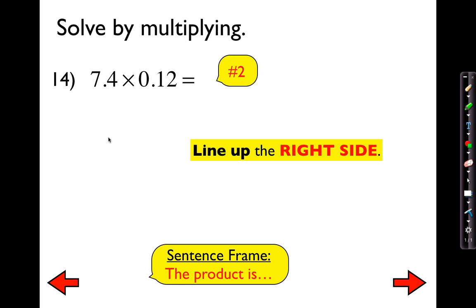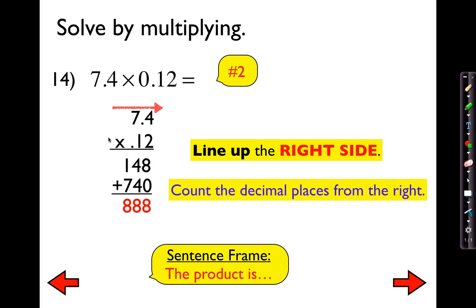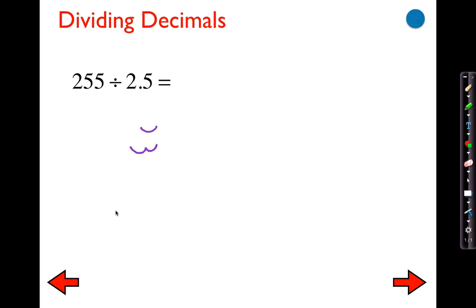Number 14, same idea. You're going to line it up against the right side. And then here, multiply. And then before you're done, you're going to count the decimal places. So counting, there's 1 here. There is 1, 2, 3. So I'm going to repeat the process here. 1, 2, 3. Put my decimal point. And notice I do put a 0 in front. It is customary in math to do that. Okay. So there you go.